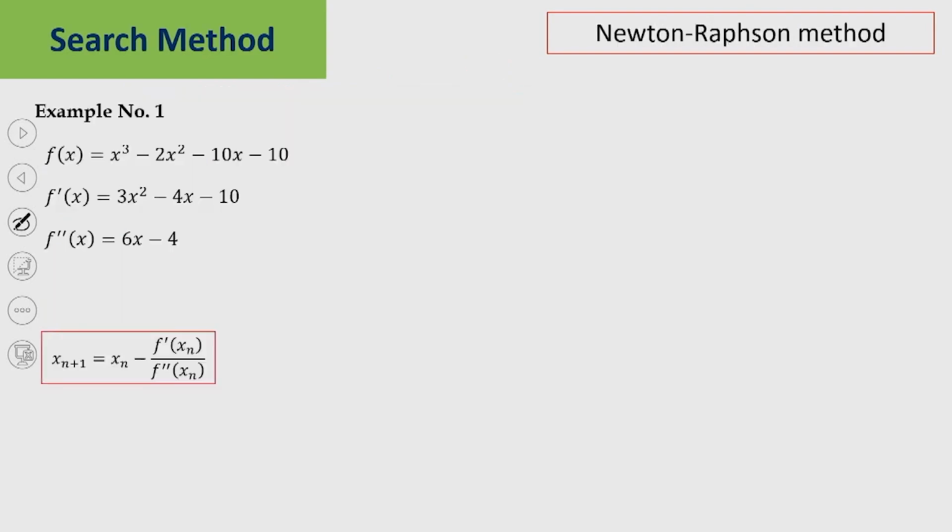Then let us check the Newton-Raphson method. As I said, I can also apply the Newton-Raphson method for finding the solution. Okay. So, in this case, to apply the Newton-Raphson method, I need the first derivative as well as the second derivative. Now, for this particular function, I can calculate the first derivative. So, the first derivative is 3x square minus 4x minus 10, and similarly I can calculate the second derivative, that is 6x minus 4.